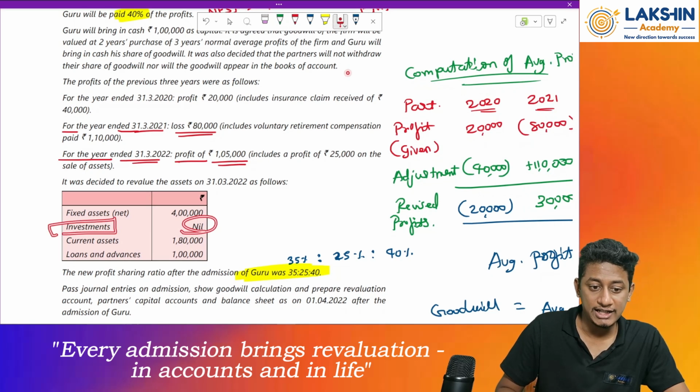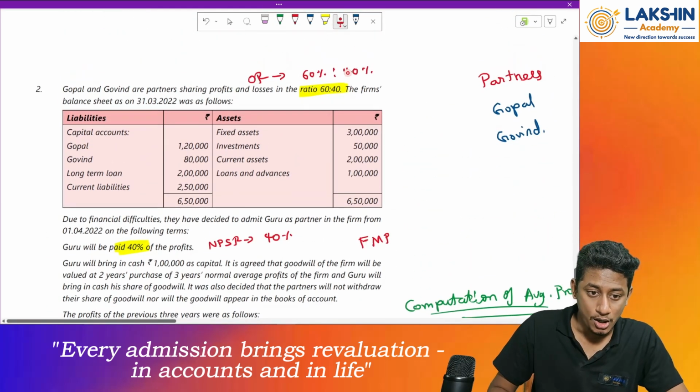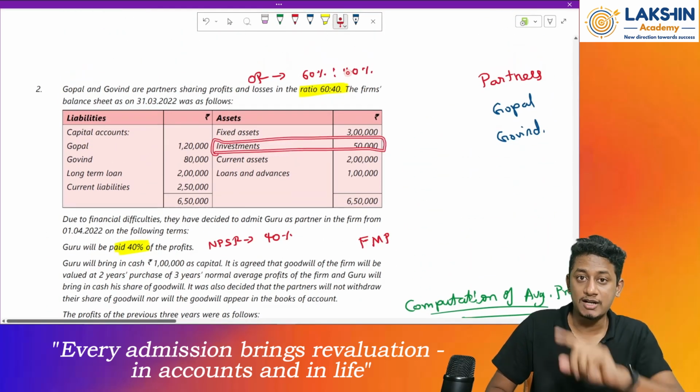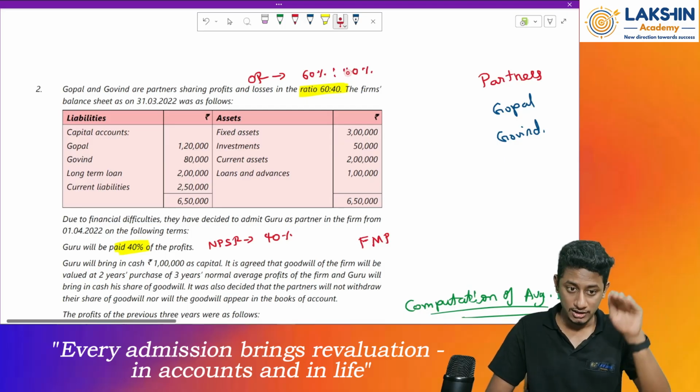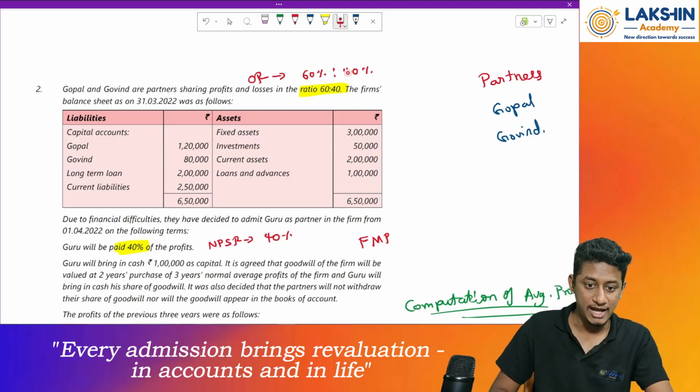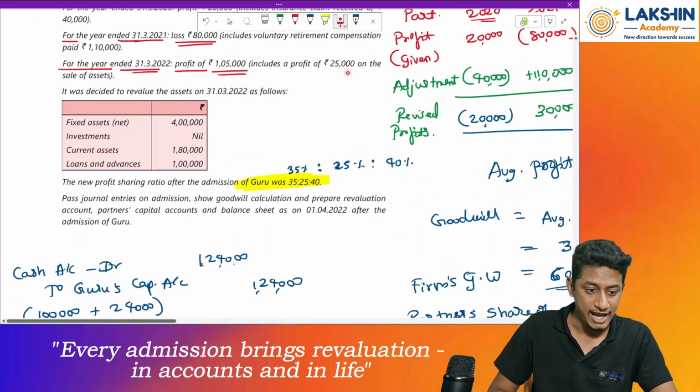Investments I should make nil. That means the investment of rupees 50,000 becomes 0. That means the value is reduced. Okay, the value is reduced, right? Okay, fine. Let's keep it as it is for now. See if there are any more increases.